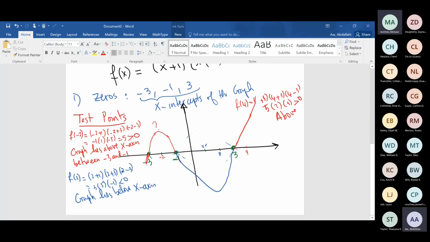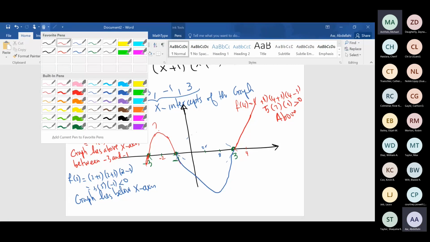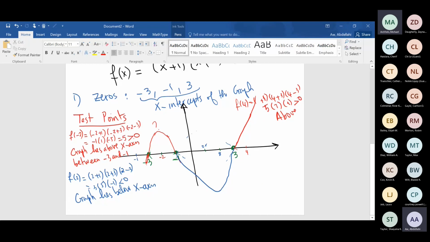Right now, here, f of negative 3. After negative 3, I have negative 4 here. What is f of negative 4? It's going to be negative 4 plus 1, negative 4 plus 3, negative 4 minus 3. This is a negative number, negative number, negative number. When you multiply three negatives, you get a negative number. So my graph lies below, which means I'm going to keep going down like this.